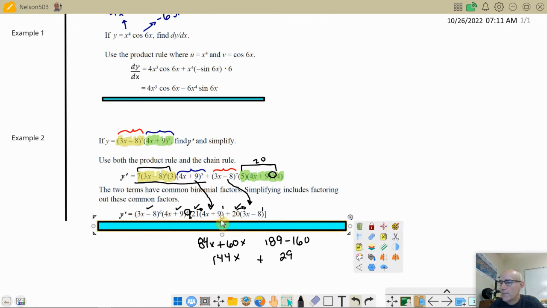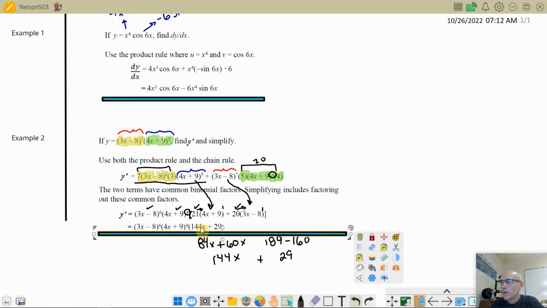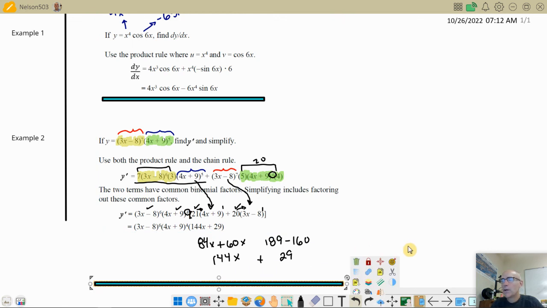Let's see if we got it right here. Got to move this out of the way. Sure enough, 144x plus 29. That's where this other factor comes from. These two factors are as simplified as they can get, but this third factor wasn't simplified. So that's what the author is doing right down there.